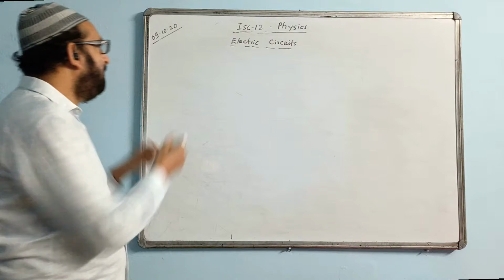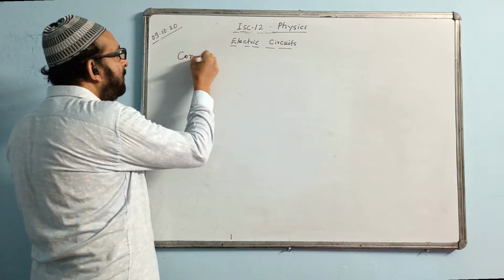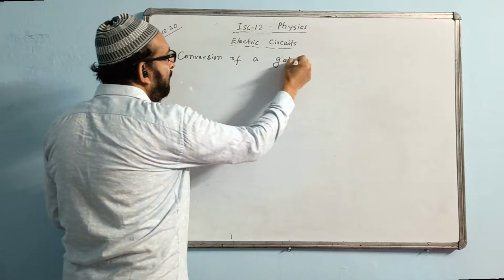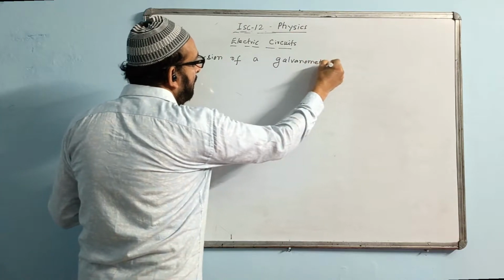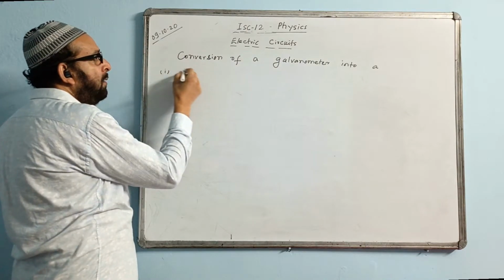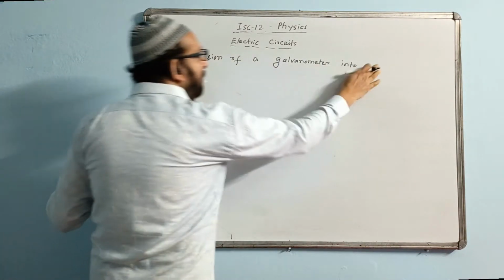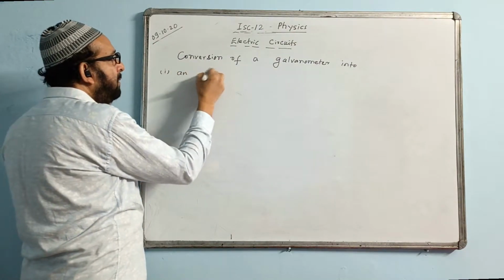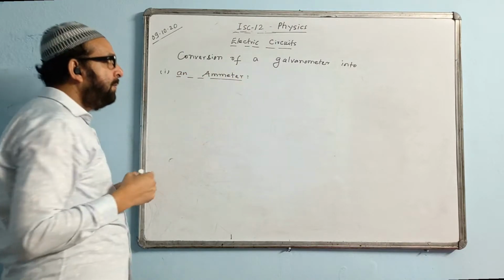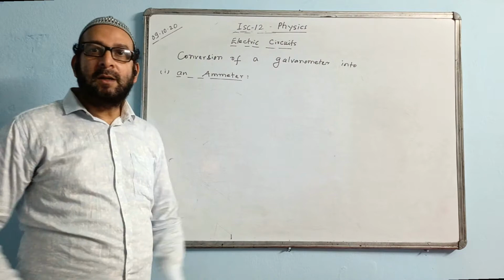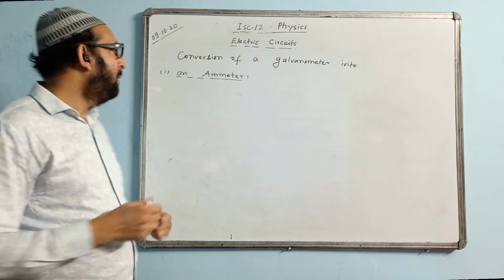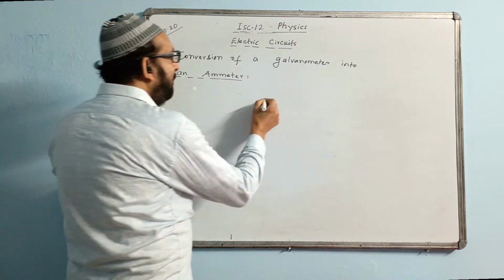Okay, now give the heading: conversion of galvanometer into, number one, an ammeter. This is a very important topic for this. First we'll see this and then I will show how we can change a galvanometer into a voltmeter. So we'll be drawing a figure.